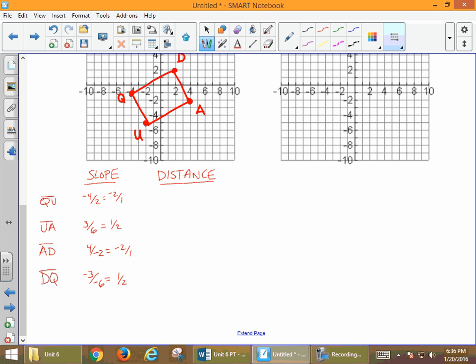So checking to see are opposite sides parallel. QU and DA have the same slopes. They are parallel. UA and DQ have the same slopes. They are parallel. So opposite sides are parallel. This is a parallelogram.